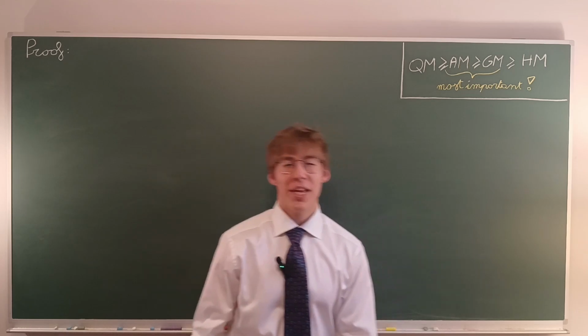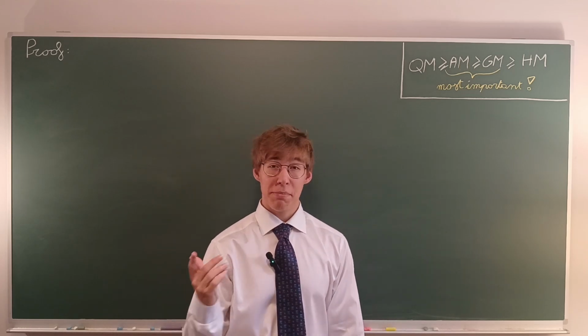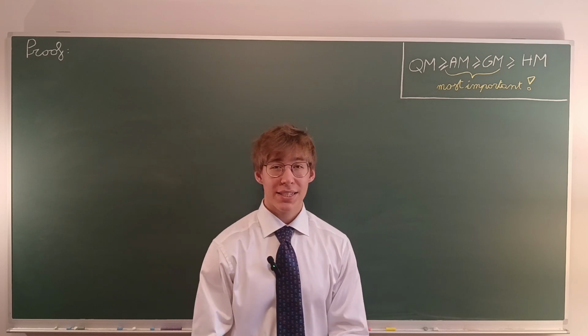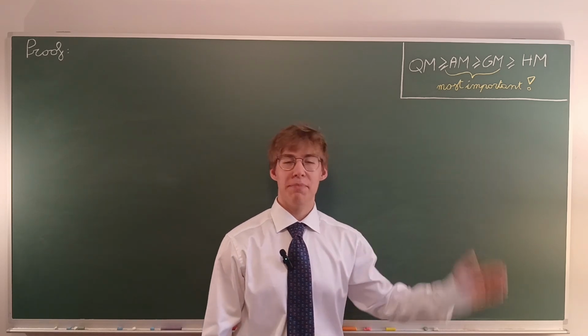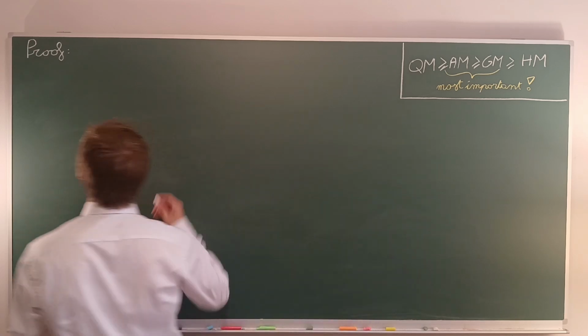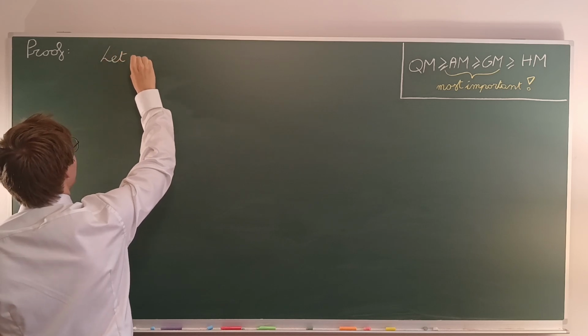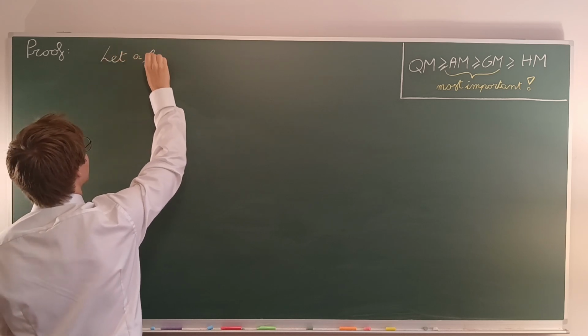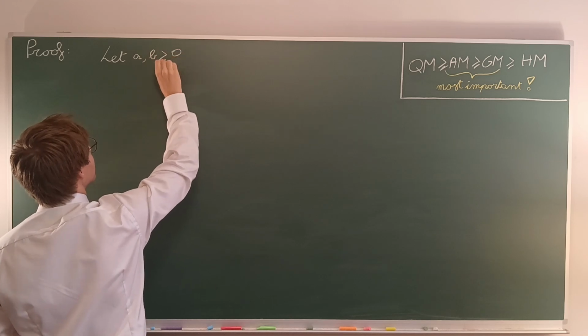Hi everyone, today I will show you a trick that will make you a real expert in Math Olympiad questions, and that is the QM, AM, GM, HM inequality. But let's first prove them for two variables. So let A and B be positive real numbers.